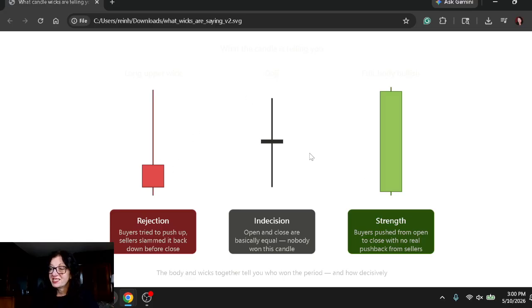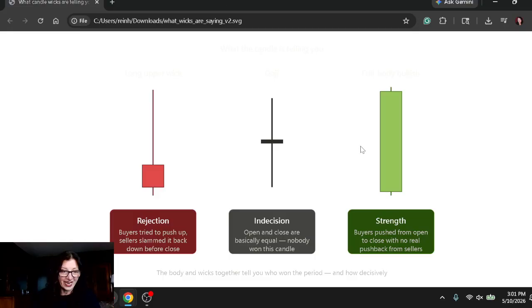This second candle is an indecision candle. The open and close are almost equal, very similar, but the price went all the way up here and all the way down here. This is called indecision. Nobody won. The buyers and the sellers were battling, and in the end, nobody won. The price ended up exactly where it started.